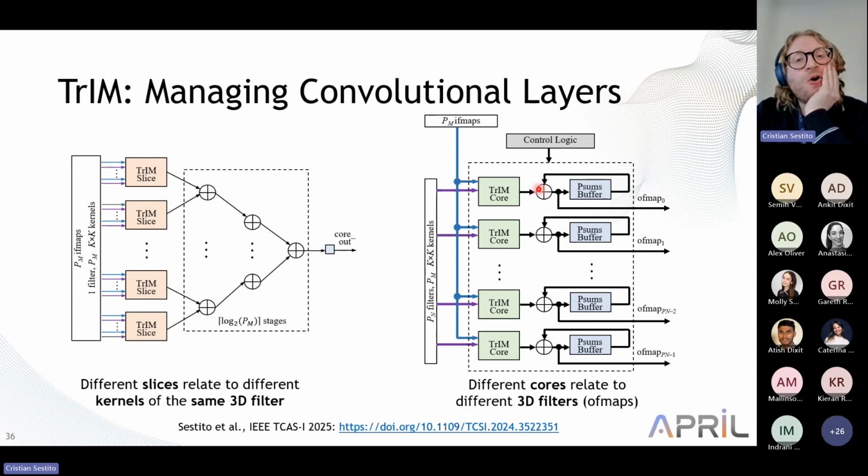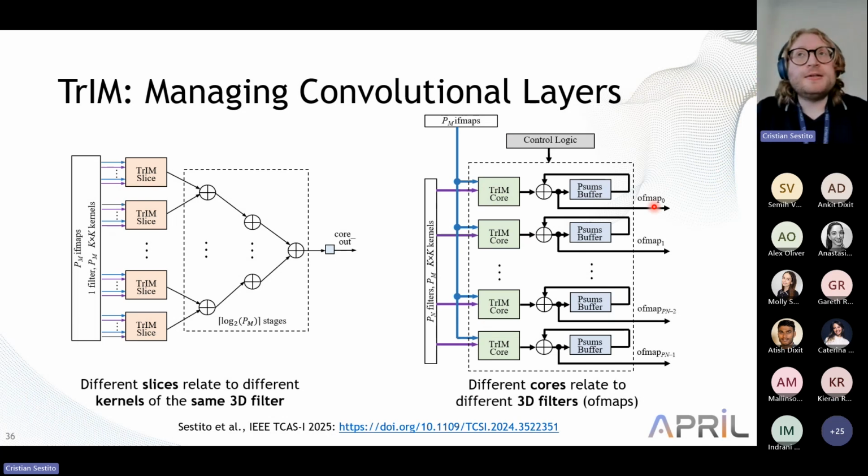In addition, in order to process more filters in parallel, so as to be able to produce different output feature maps in parallel, this type of architecture is arranged in a core format, and multiple cores are stacked in a top-level architecture with further buffering logic to handle the parallelism constraint that we have.